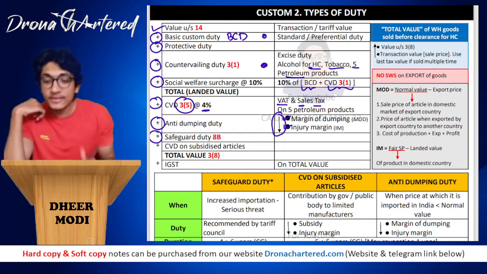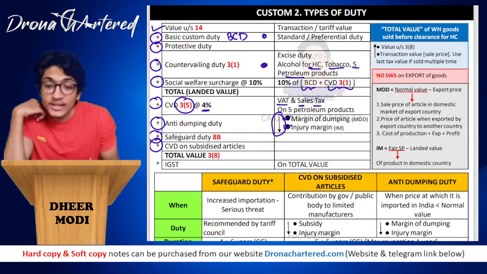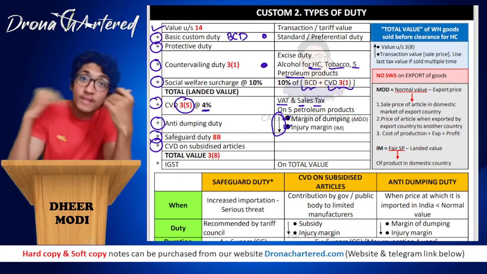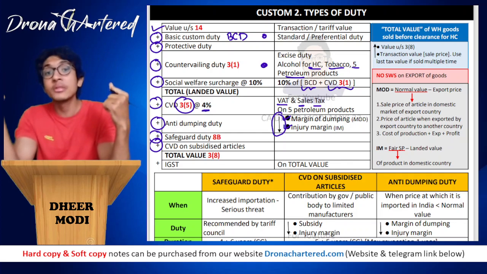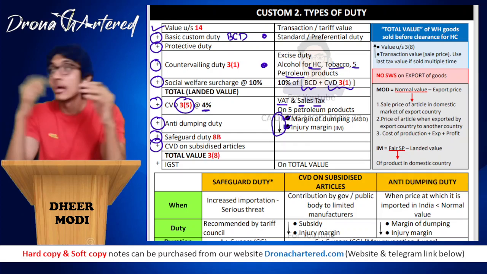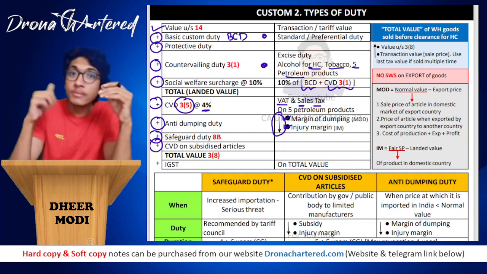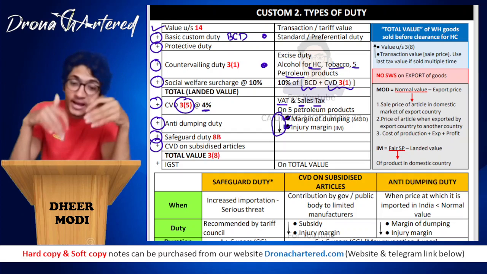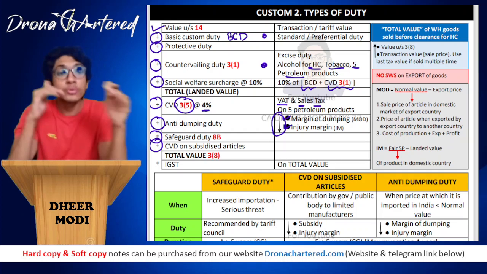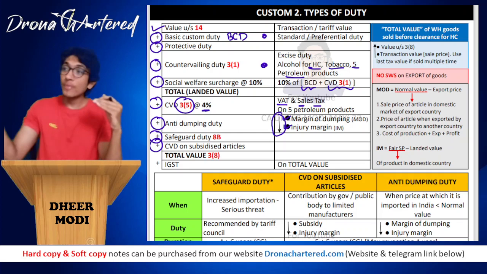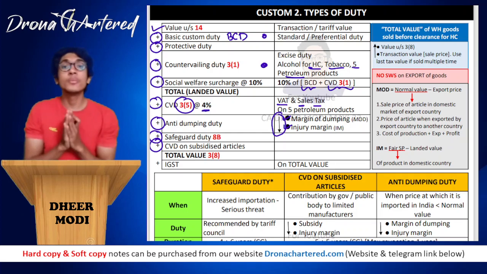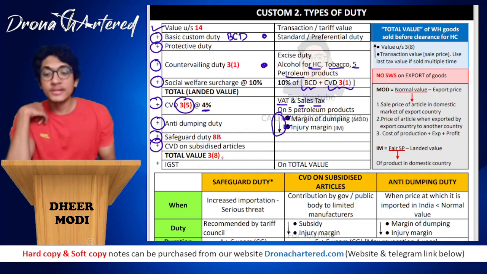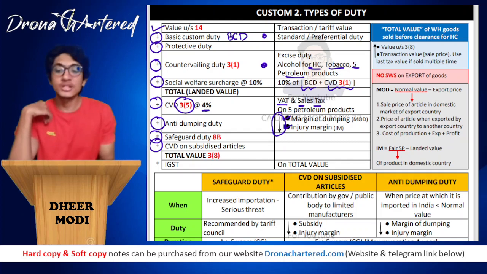Okay, we will study these later, don't worry. Next is your CVD on subsidized articles. That means if the country from where we are importing gives some subsidy to those producers, those producers' cost will be less because they are receiving a subsidy from the government. So in such a case, we will add back this subsidy over here, so that prices of imported goods are not cheaper than our domestically produced goods. Just to bring them at par, we will be adding your CVD on subsidized articles, and you get your total value under section 3(8).